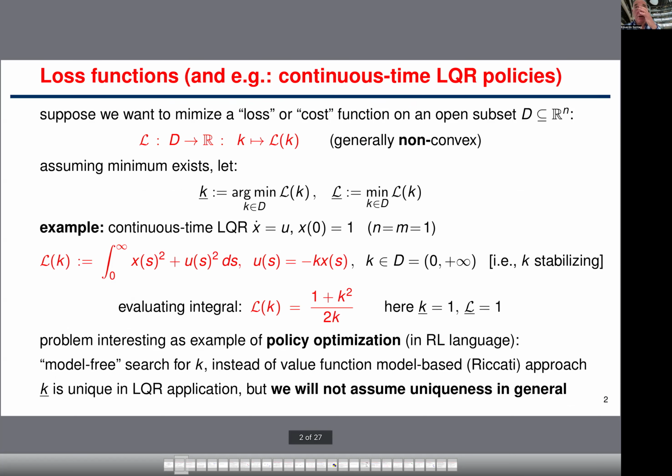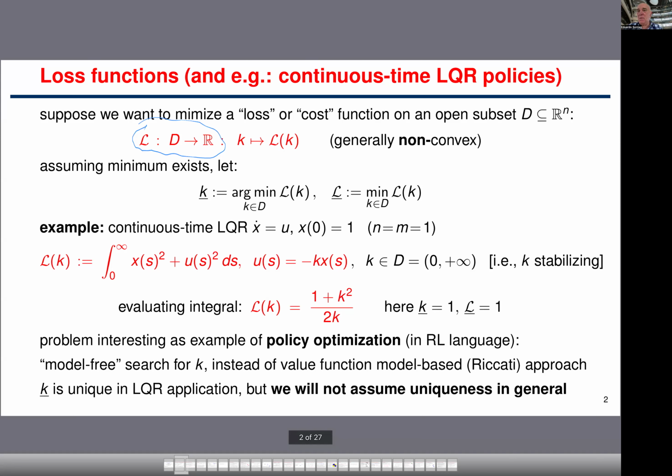I don't know how many people in this audience are used to looking at gradient systems, so let me just give you the broad background. Suppose that we have some sort of loss or cost function, let me call it L, that you want to minimize on some sort of set, typically an open set. So there's some function L that goes from D into the reals. This set is typically not convex, and the function L is not a convex function.